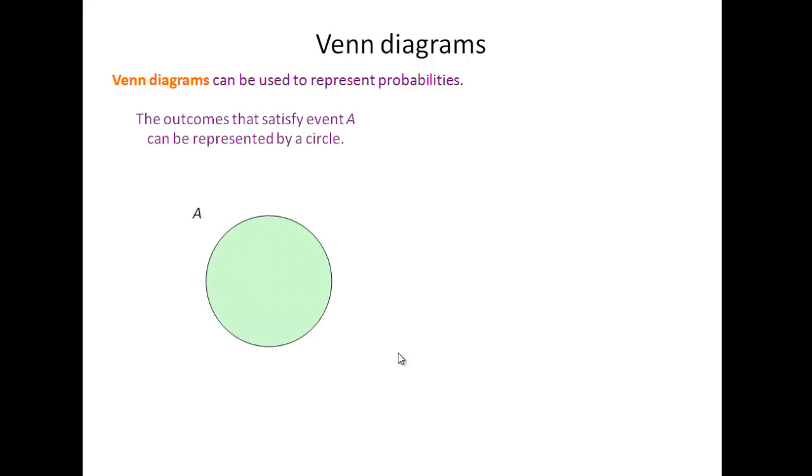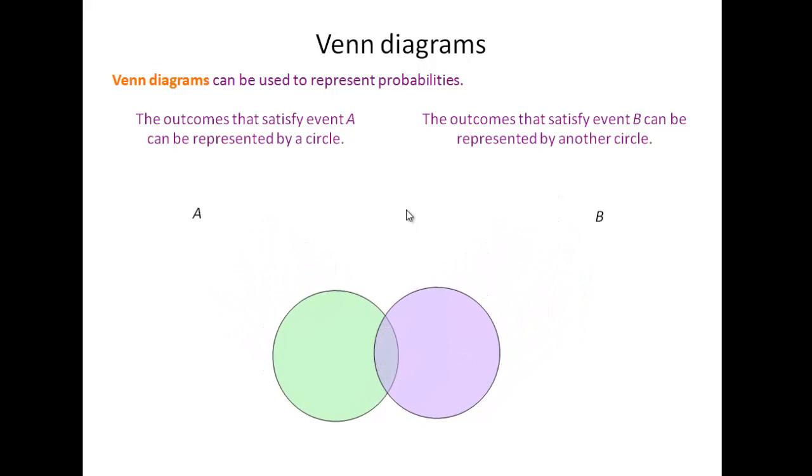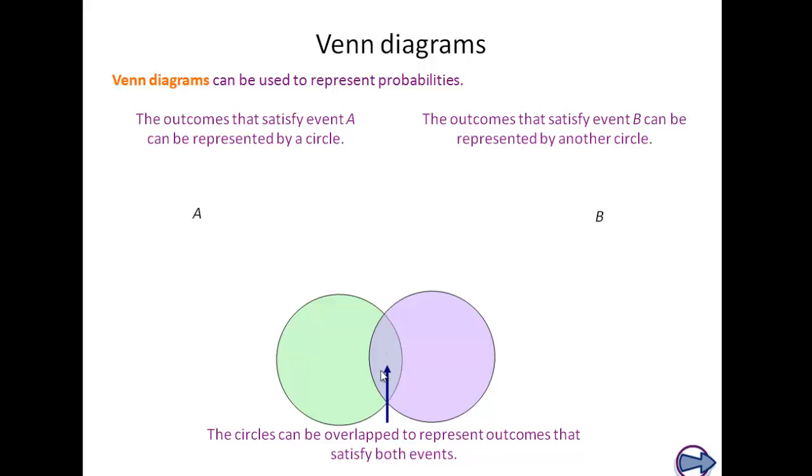We sometimes use Venn diagrams to represent probabilities. The outcomes that satisfy event A can be represented by a circle, like so, and the outcomes that satisfy event B, another circle. If there's an overlap, if it's possible that we can have event A and event B both happening, this happens in this overlap area of the circle, where outcomes satisfy both events.